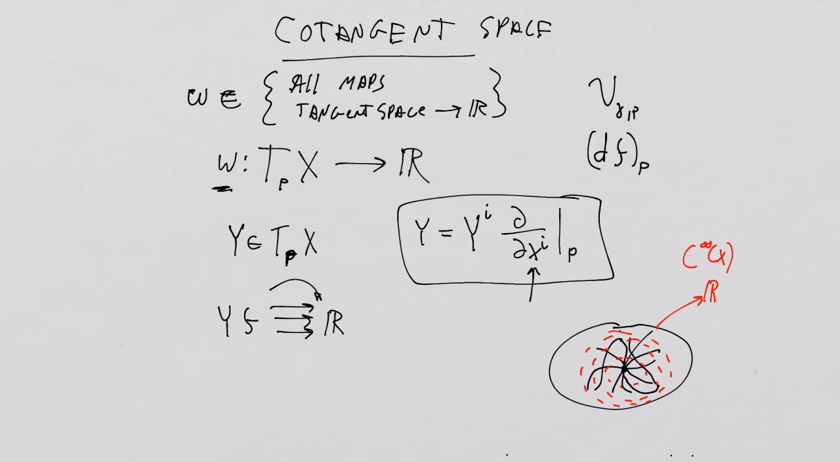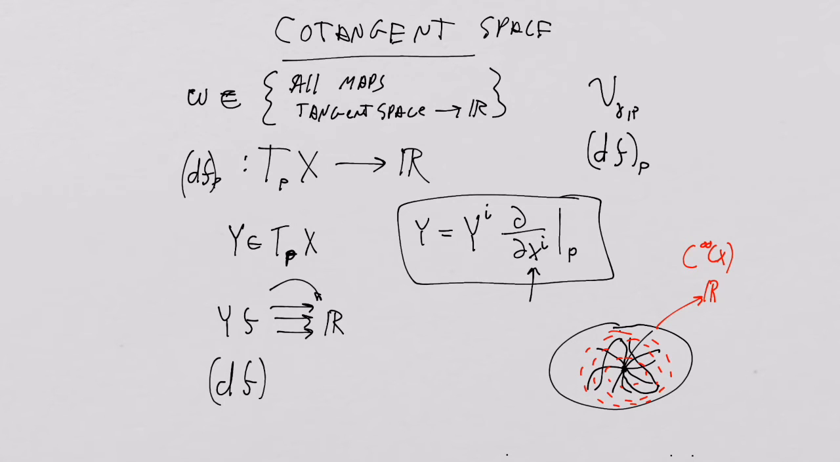So for right now, since I want to be a little bit more specific, I could put df of p is a map. It's a covector. It's a map from the tangent space to the real numbers. So now how would that map work? How do we exploit this to get this map to work? We just do the obvious thing. The obvious thing, in this context, is the only thing you can do.